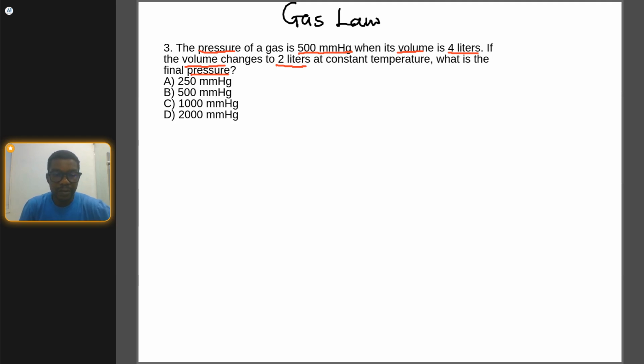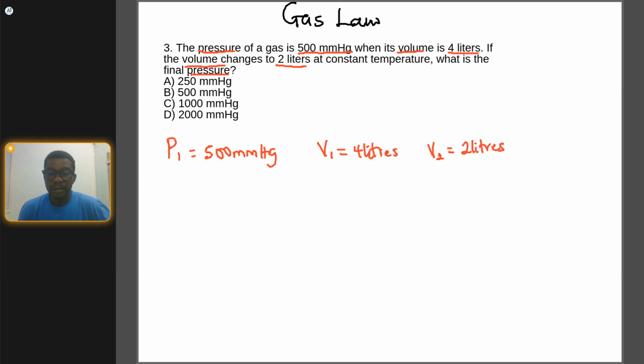So let's identify the parameters. P1 is given to be 500 millimeter mercury, and we are given V1, which is the first volume, as 4 liters, and also V2, which is the second volume, given as 2 liters, and we are asked to find the final pressure. The final pressure is P2, which is unknown.